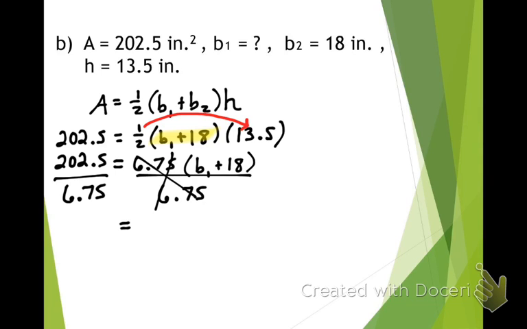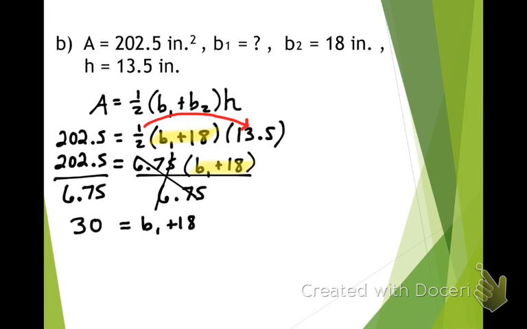On the right side, what is still left over there? 6.75 divided by 6.75 is gone, so the right side is B1 plus 18. Okay, then I have to drop that whole thing down, B1 plus 18. And then come to this side. What is 202.5 divided by 6.75? 30. Now, is base 1 by itself? No. What's still there? 18.